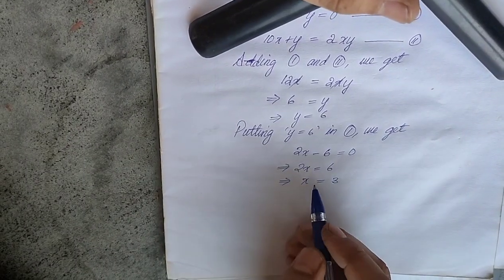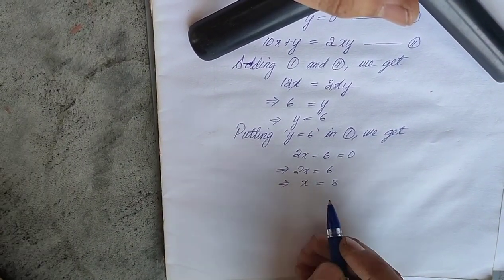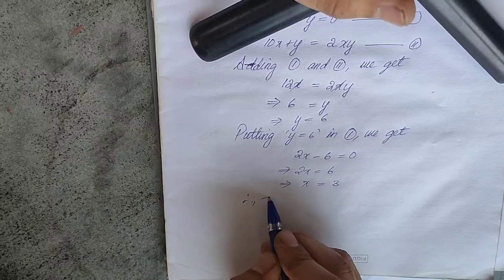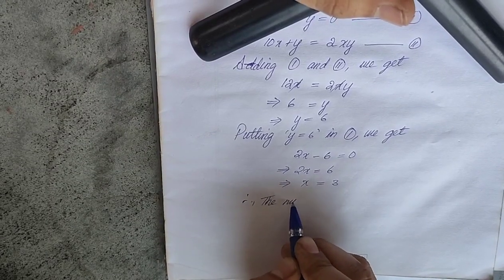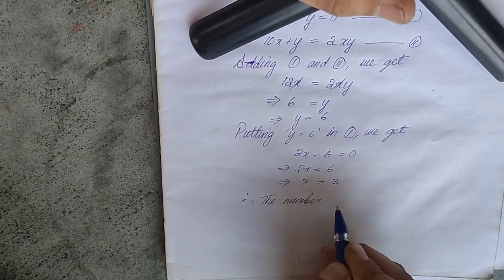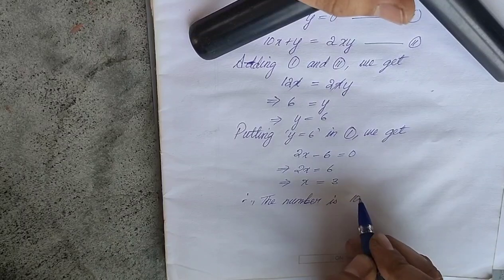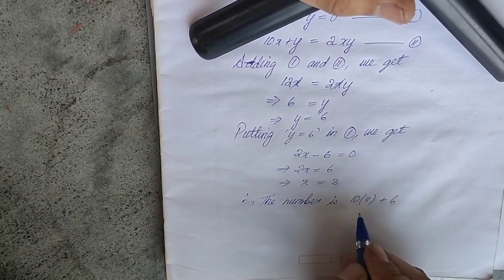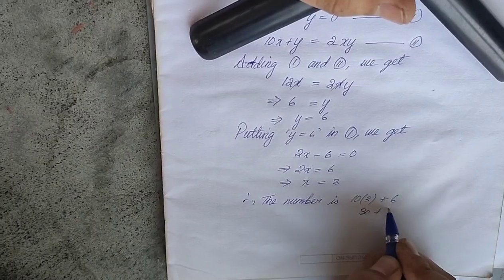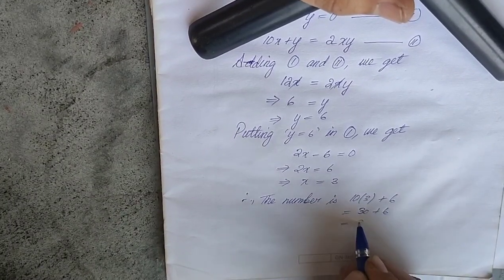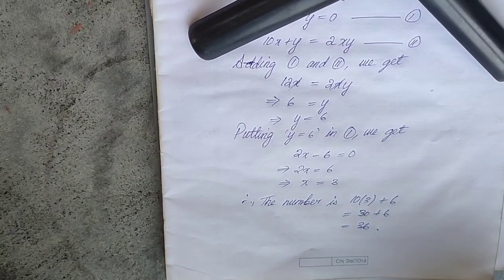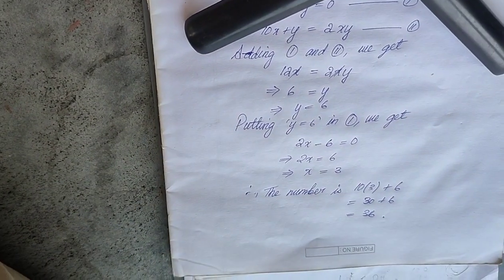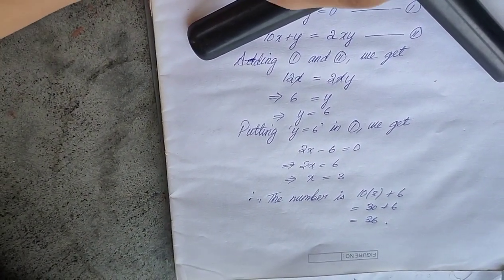Therefore, the number is 10x plus y, which is 10 into 3 plus 6, equal to 36. So the number is 36.